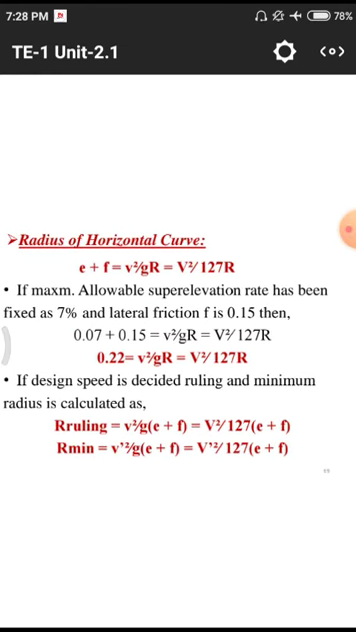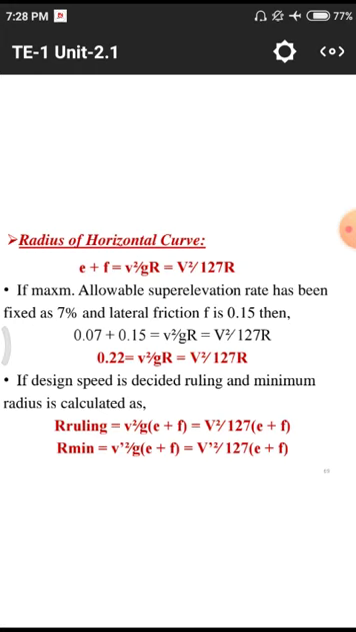After that we have the radius of horizontal curves. Previously we discussed that the total radius of a horizontal curve depends upon the elevation. That means E equals elevation, and next, F is the friction. E plus F equals V square by GR, so the total amount of elevation and friction depends upon the velocity of the vehicle and the radius of the curve. Those things we need to calculate. Here G equals 9.81. After substituting G, we will get this as V square by 127R.